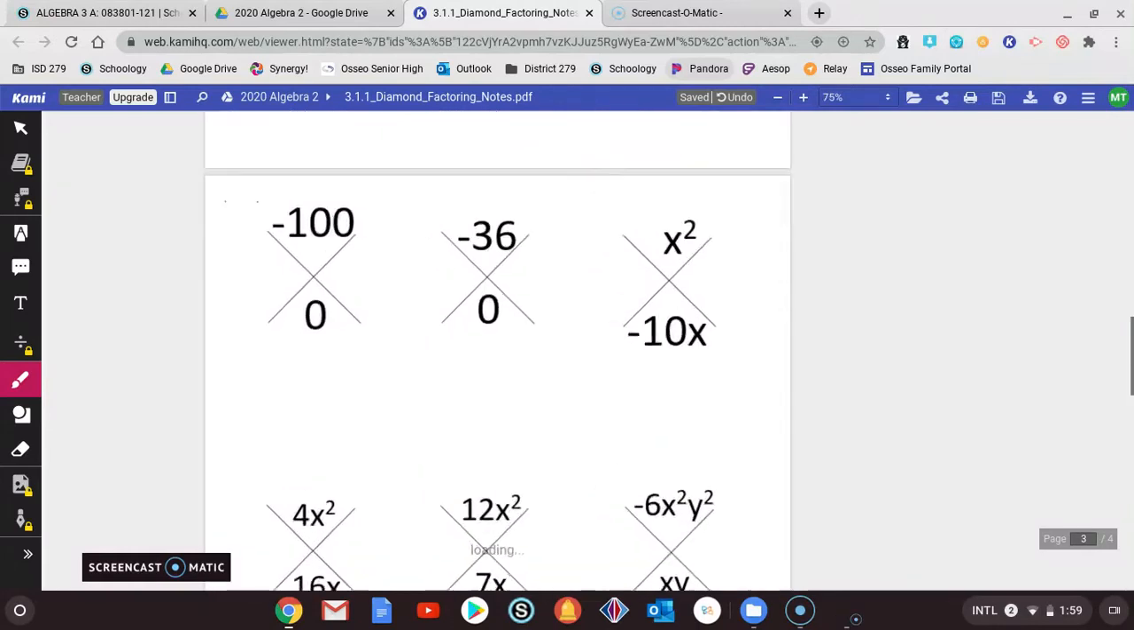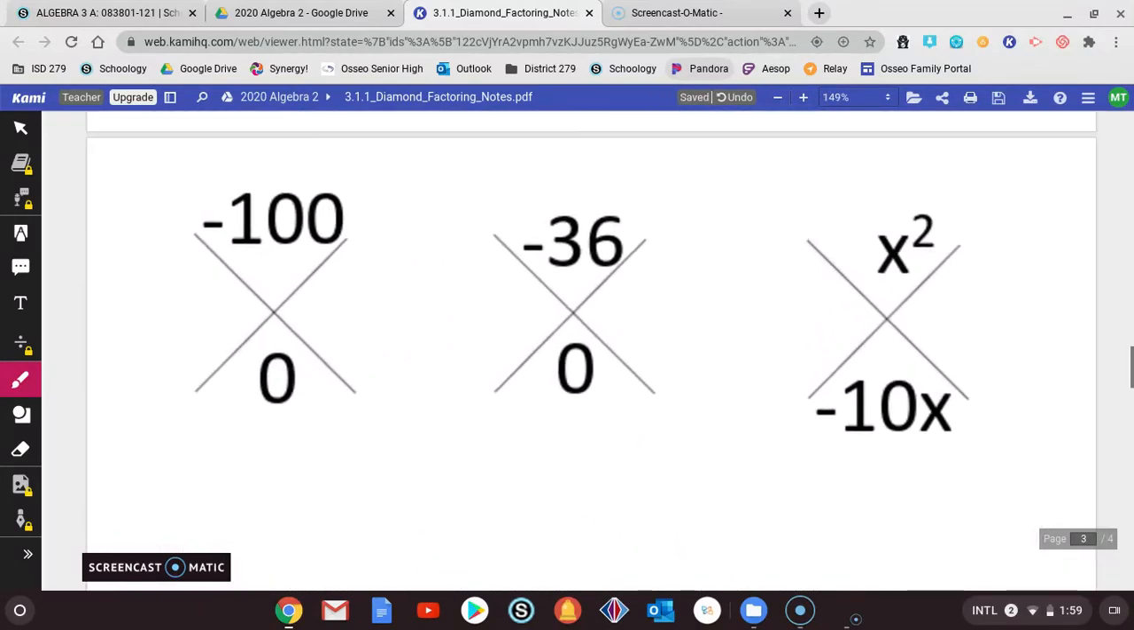Okay. Now we have a couple harder ones. So they have to add up to 0. So if you have a negative 100 and it's adding to a 0. So 100 is 10 times 10. So if it's a negative 100, we have a negative 10 and a positive 10. Well, that adds to a 0. Same thing here. So here we have 6 times 6 is 36, but negative 6 times positive 6 is a negative 36, and that adds to a 0 as well.